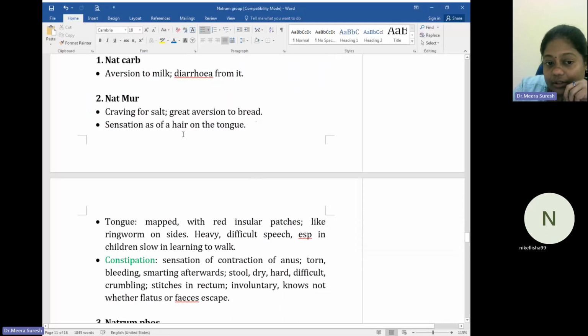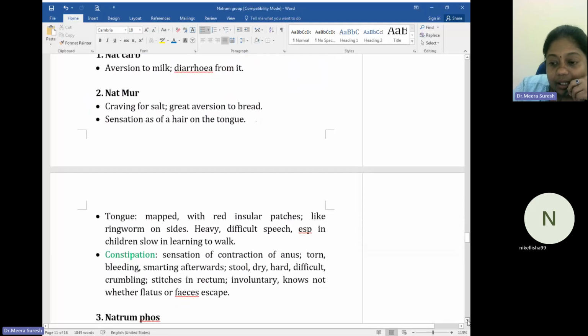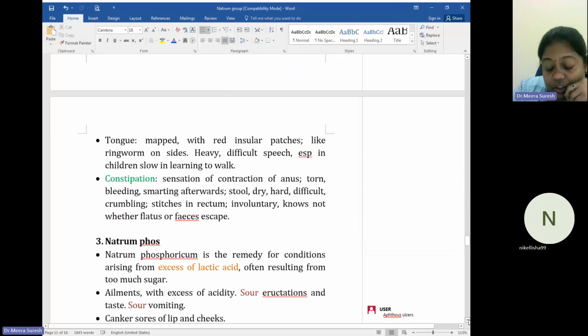Then the nature of the tongue: the sensation of hair on the tongue, the mapped tongue, and also heavy, difficult speech. Like the children will be having much difficulty to speak. The tongue will be very heavy, and in those children there will be slowness in walking also. So the milestones are much delayed in case of Natrum mur children. Speech is delayed and also walking is delayed. But this GIT symptom of Natrum mur is very important, constipation.